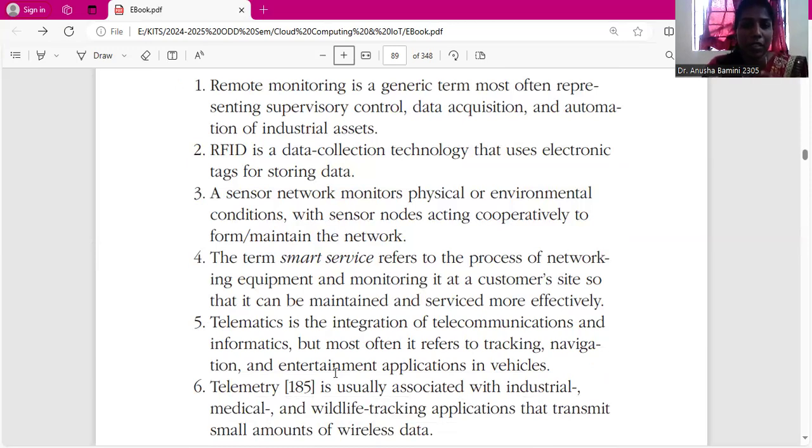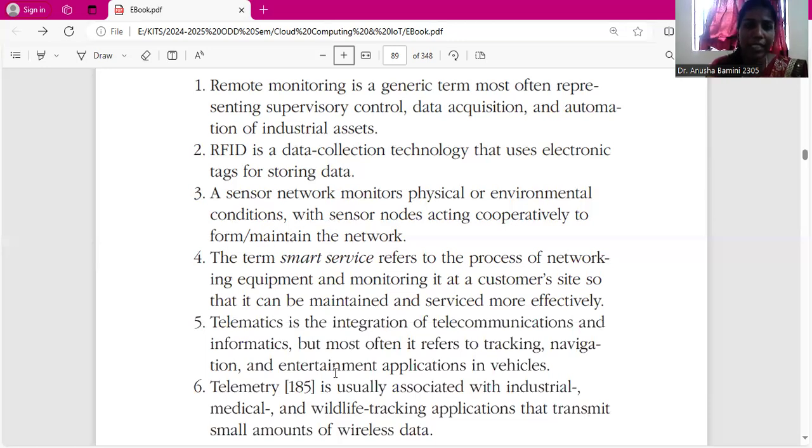Smart service means a network of devices or equipment connected together. If it is connected and working perfectly, it is giving a smart service. So it is maintained and serviced more efficiently. This is the fourth pillar.